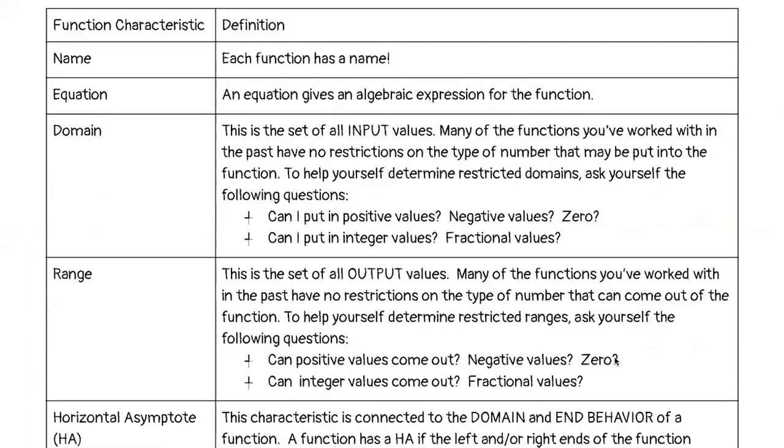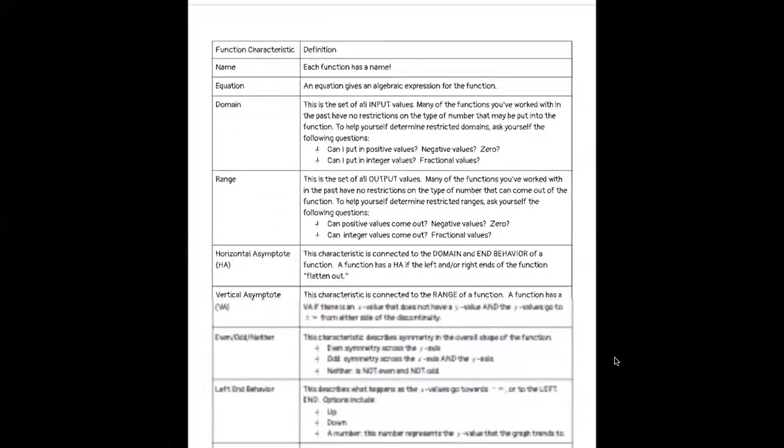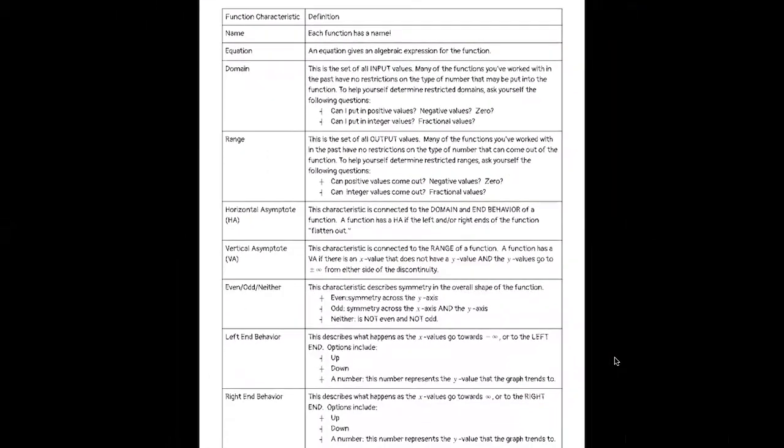All right, so I did also include a list of the characteristics that we're going to take a look at, okay? For every equation, I want us to know the name of the equation. I want us to know the equation of the equation. I know that sounds silly, but sometimes we say, x squared, I don't really know what the name of it is, it's just x squared. But we want to make sure that we know the names of these functions as well, okay?